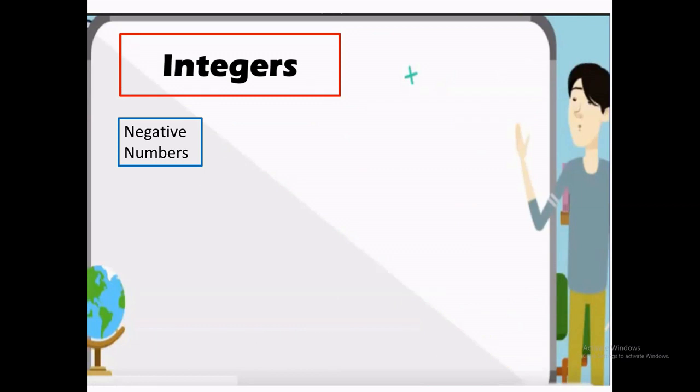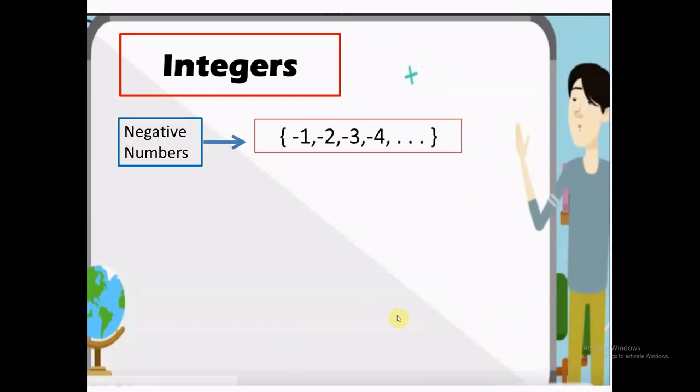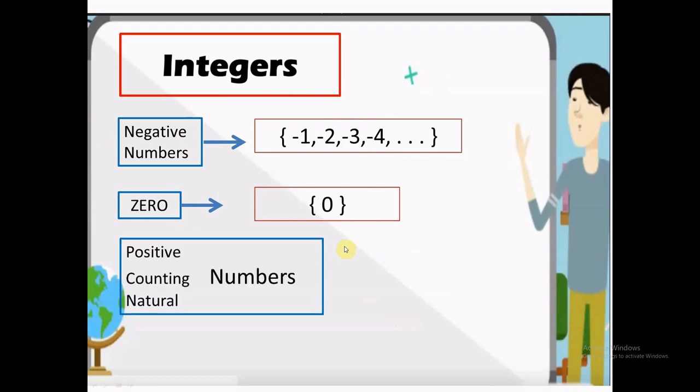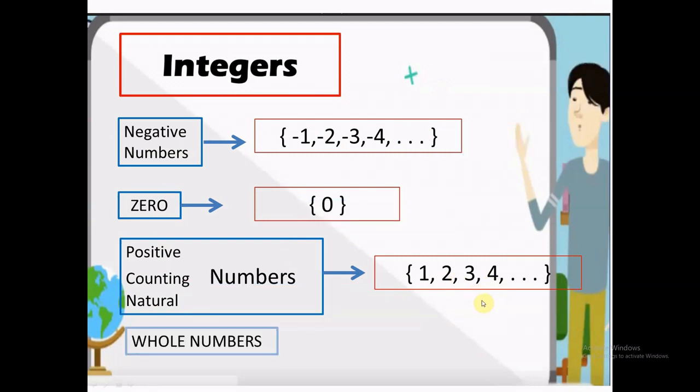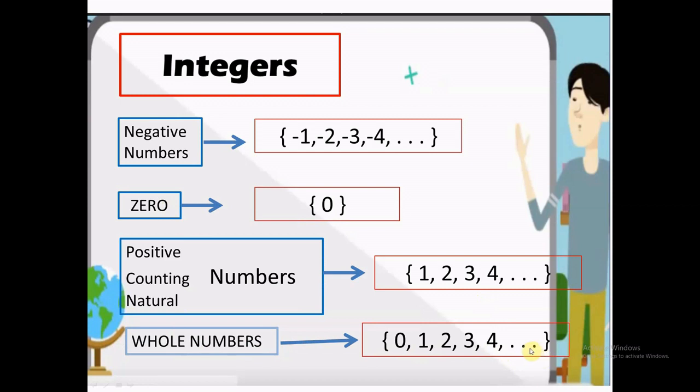So again, these are in such form: negative numbers of negative 1, negative 2, negative 3, and so on. 0. Yes. Positive, counting, and natural numbers refer to a similar thing, which is the positive numbers. You have 1, 2, 3, 4, and so on. And we have the whole numbers. Whole numbers is just 0 and all the positive numbers here. So please remember that integers are made up of negative numbers, 0, and positive counting natural numbers.